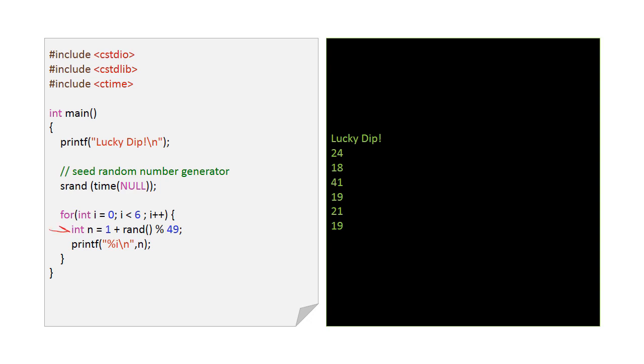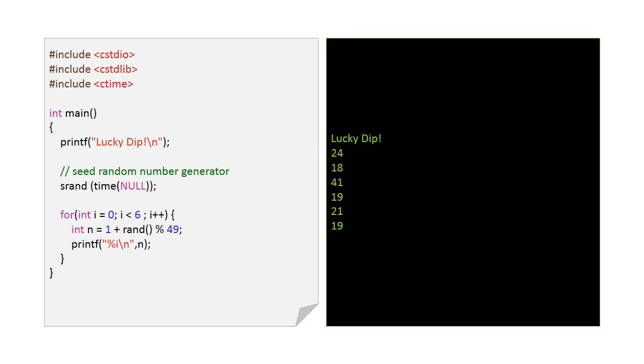And then each time we'll create a variable n. And I want to create a number in the range 1 to 49. So rand actually returns a random number, starting from 0 up to a very big, 32-bit or 64-bit number. Because the lottery numbers don't start at 0, we need to add 1 to it to make sure we start at 1.